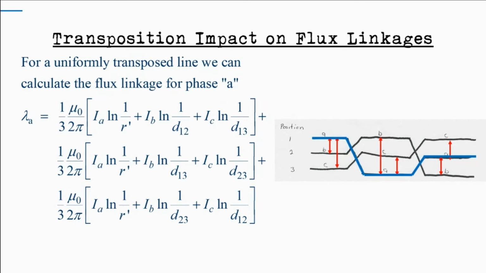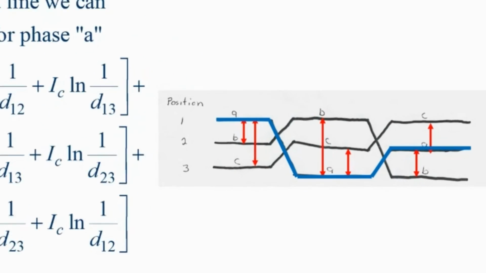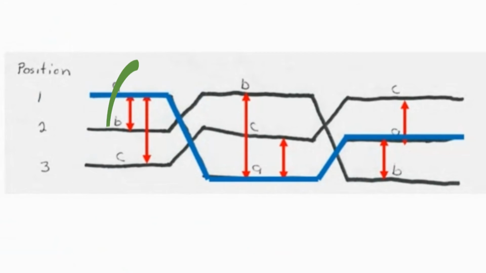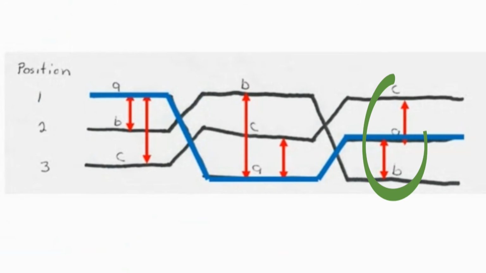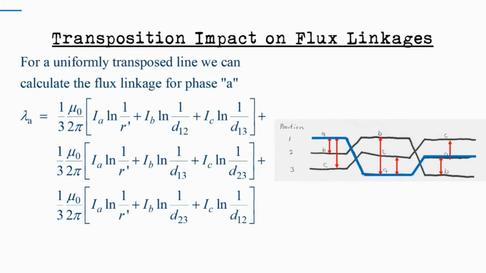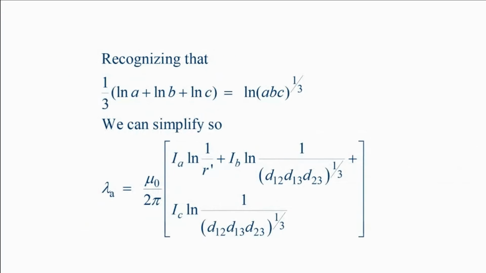You can follow here. See, for position 1, you have this. I put them in red, these 2 distances. Then when you switch to the other one, you will have the other 2 distances. Position number 2 is that one. And you can see that they are a different spacing based on the position of the conductor.